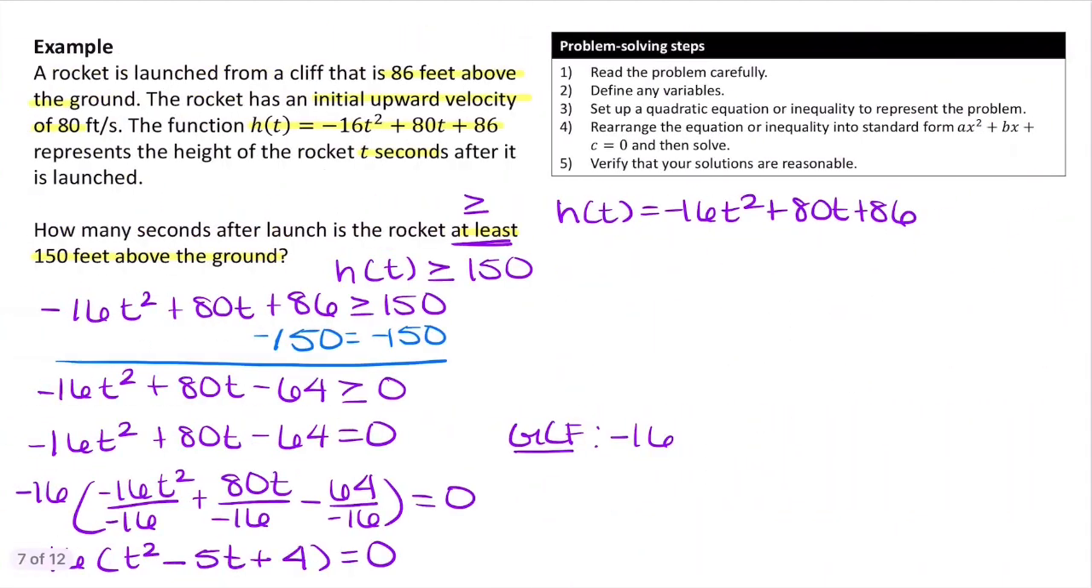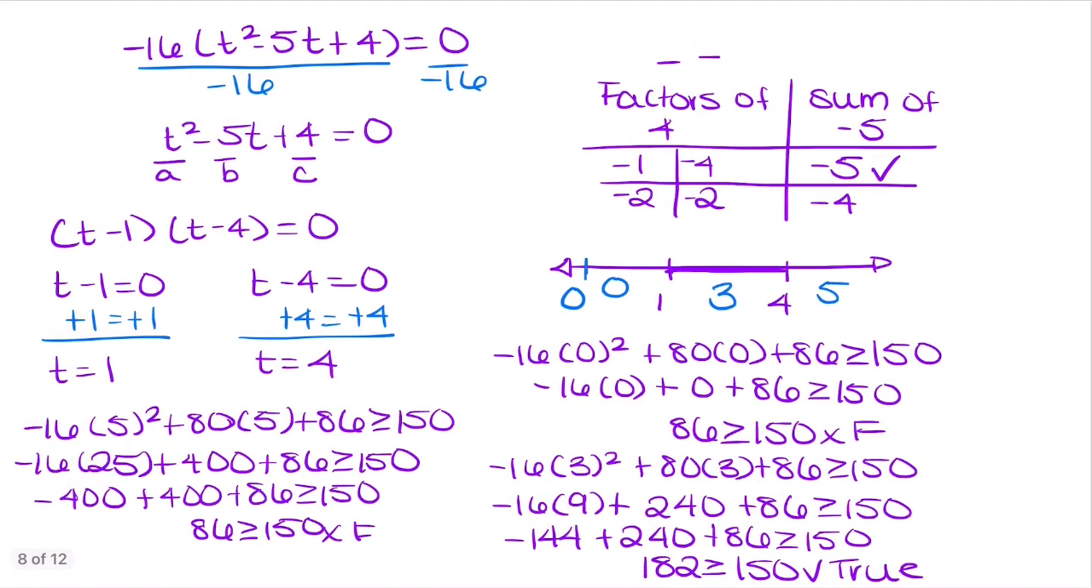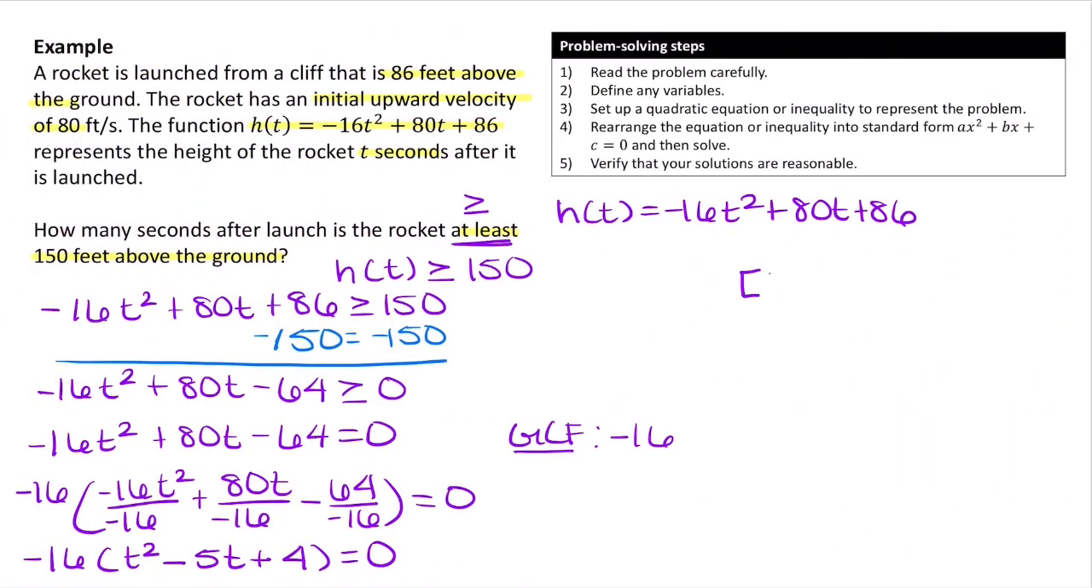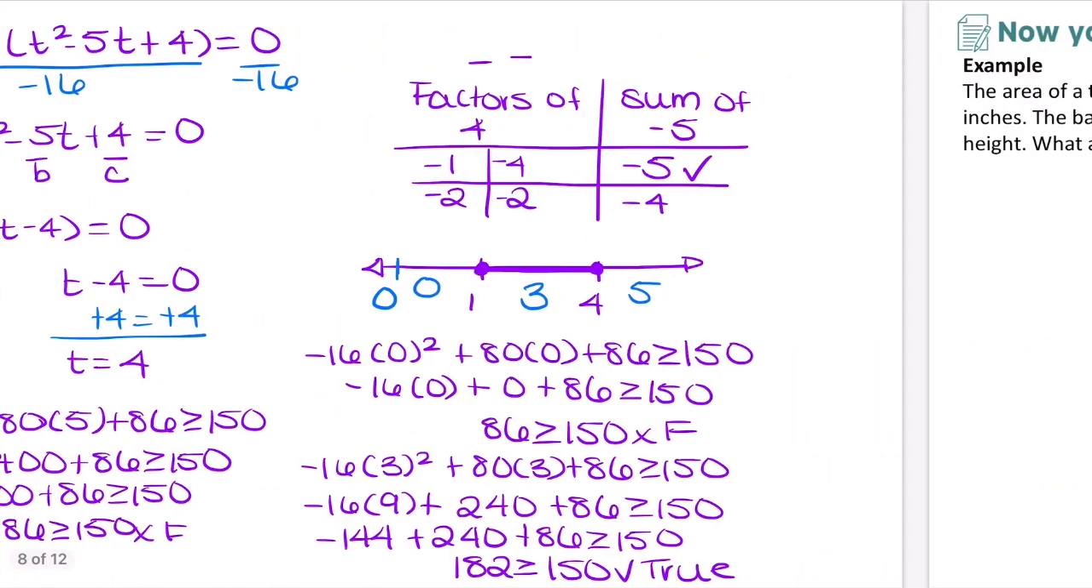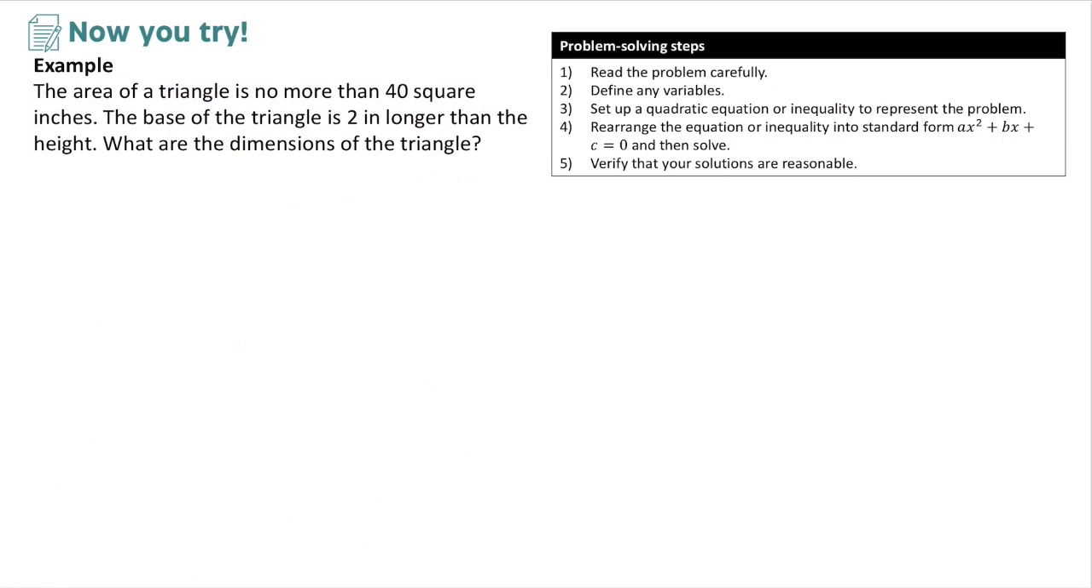Okay, so notice that we did have the inequality sign greater than or equal to, so I know my endpoints are included. So my solutions are only going to be going from 1 to 4, and those are reasonable values of time, right? We can have times that are between 1 and 4. So we're going to write the solution as time from 1 to 4, so square brackets at both endpoints, or we can write 1 is less than or equal to t less than or equal to 4. Okay, and so those are the solutions to this problem. Now you can go ahead and pause the video and try doing this example on your own.